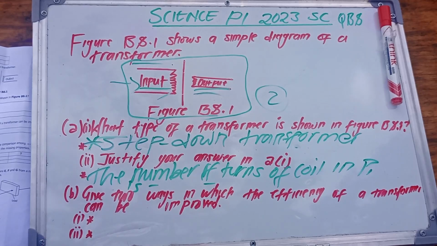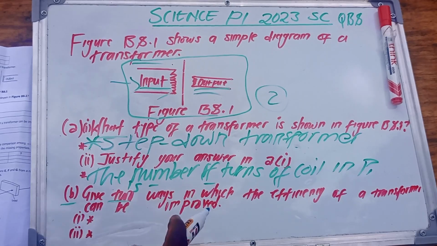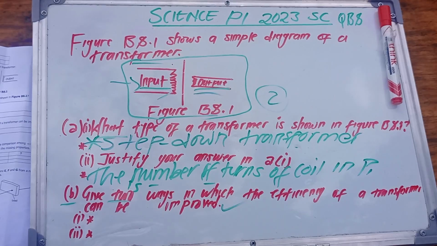Let's go to the last question, which is question B. Our question is asking us to give two ways in which the efficiency of a transformer can be improved. This is very simple. How can we improve the efficiency of this transformer? The answers are very simple.